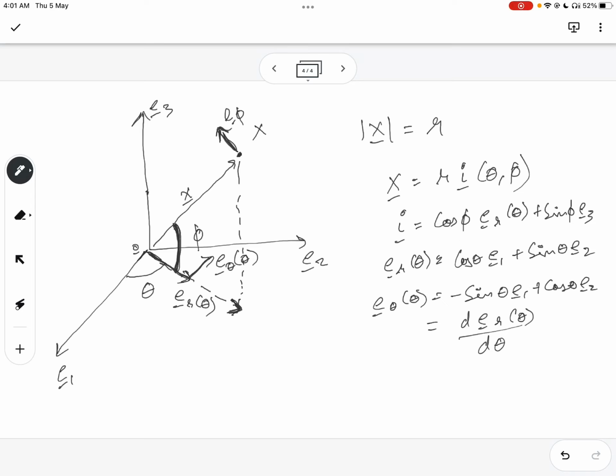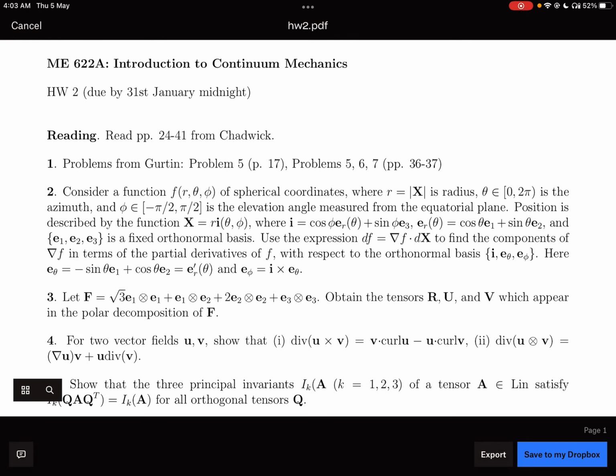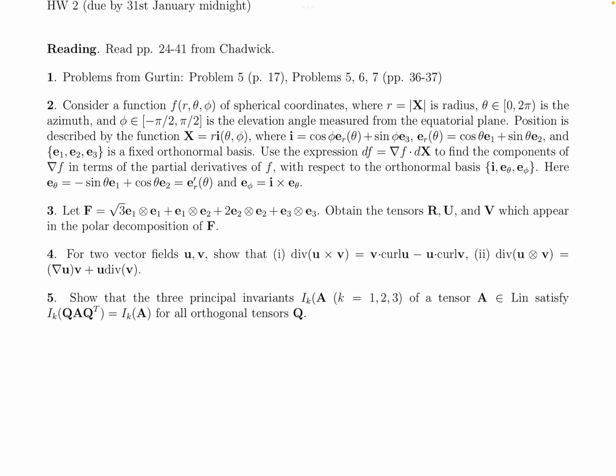Now let us look at what the question is. So use the expression df is equal to del f dot dx. Find the components of del f in terms of the partial derivatives of f with respect to the orthonormal basis I, e theta and e phi. So I, e theta and e phi also form an orthonormal basis. So let's check it out.